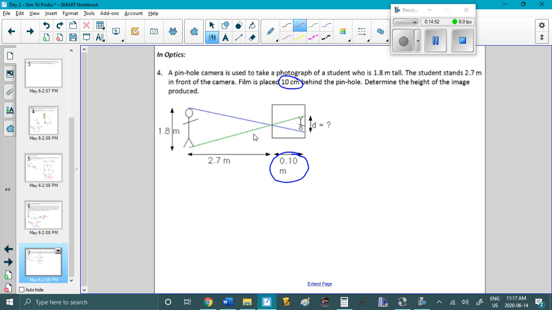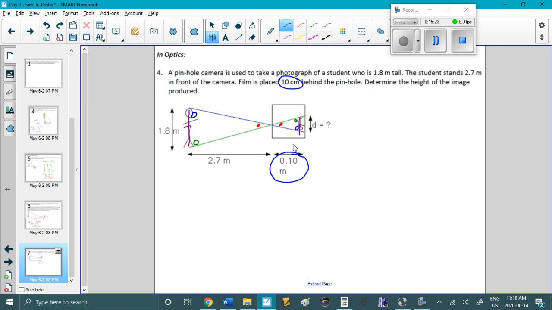So first, we know that this angle is equal to this angle, and we know that if we draw a Z pattern here, because we can imagine this line and this line being parallel, so this angle is equal to this angle, and this angle here is equal to this angle here. So we know we have similar triangles, which is important. And now from here, we just set up our ratio.